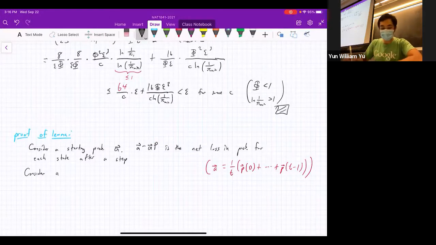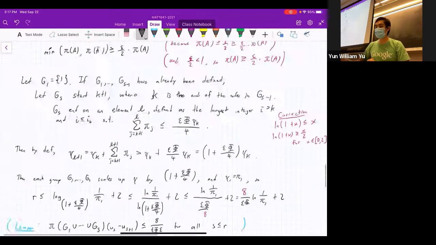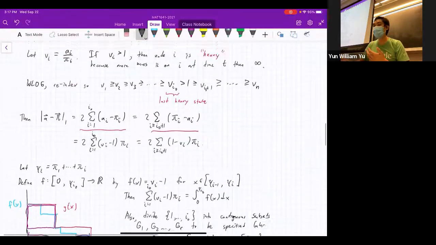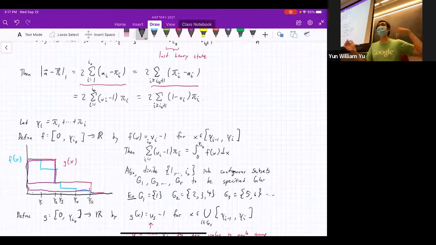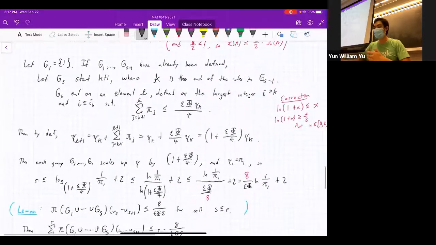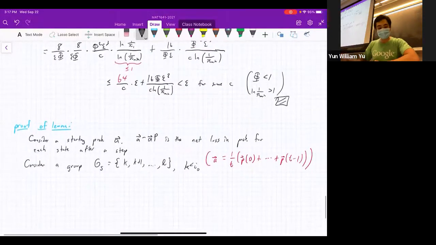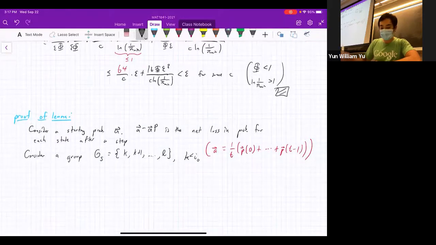And now we're going to consider a group of nodes. Let's call this GS. It is going to be K plus 1 all the way through L, where we know that K is less than I naught. What was I naught again? I naught was the first light state, right? So remember, we ordered everything so that you go from the heavy states to the light states, and I naught is the first light state. And then what we do is we let A be equal to the set from 1 through K.